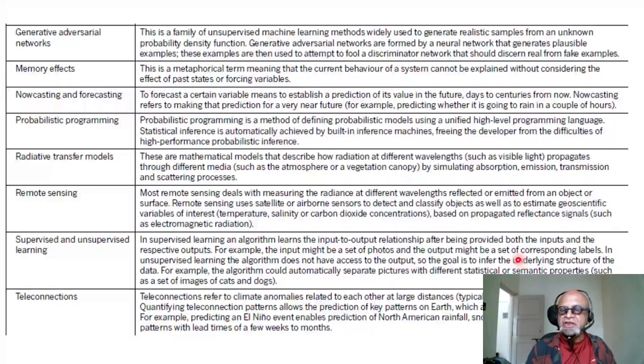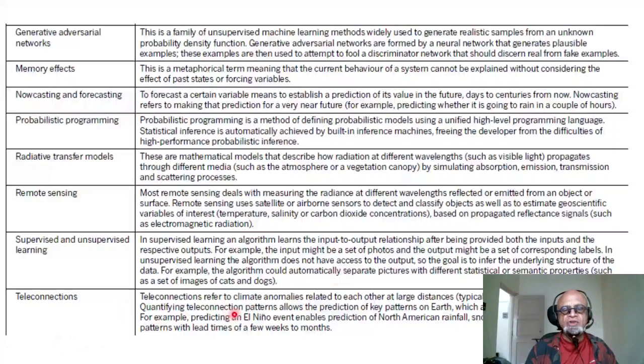Then supervised learning takes both of them and comes up with new information, or whatever you are expecting it to do, on how things are related and so on. In unsupervised learning, the algorithm does not have access to the output, so the goal is to infer the underlying structure of the data itself. For example, the algorithm could automatically separate pictures with different statistical or semantic properties, such as a set of images of cats and dogs. You try to get an intuitive sense for it.